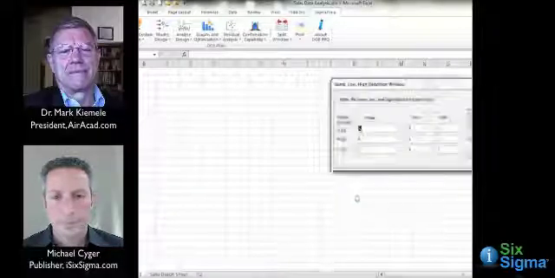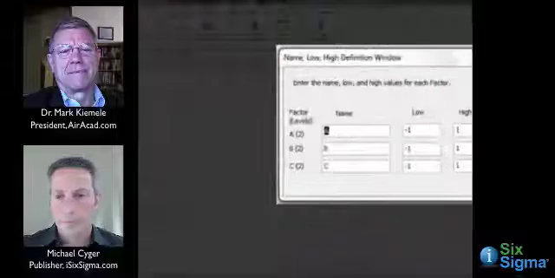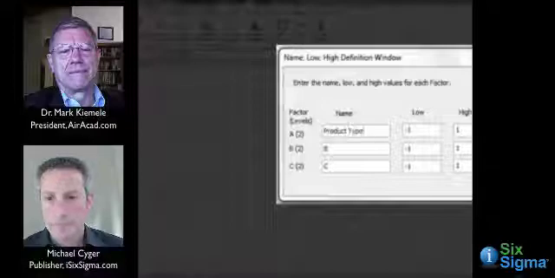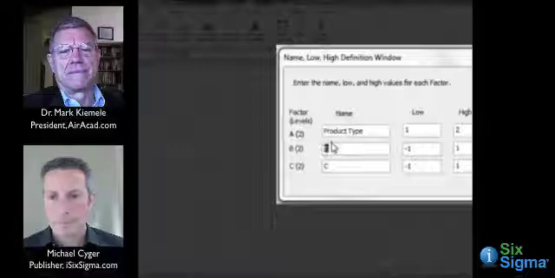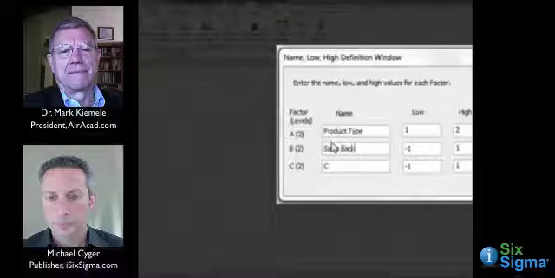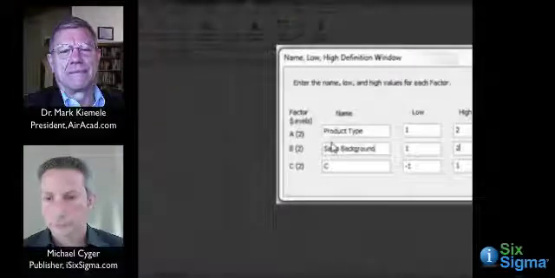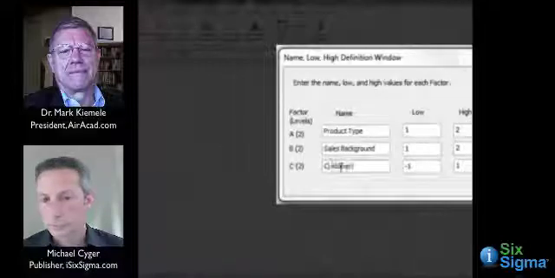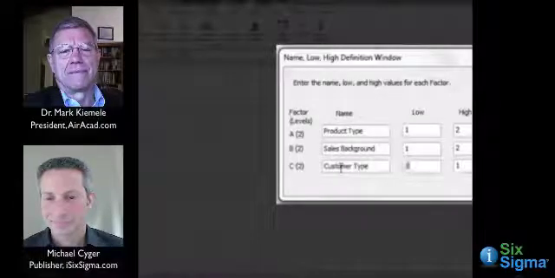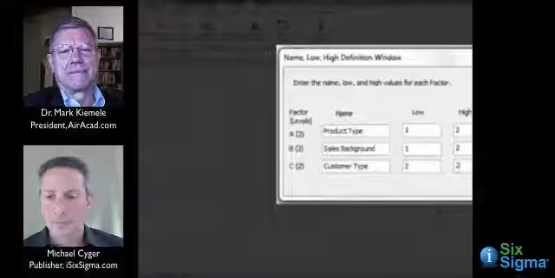put in the real life factors, so you can say, oh, factor A is not A, but it's product type. So you type that in. You come over and give it the 2 levels, the low and the high setting, and then you go to factor B, which is sales. I could just put background in there because background starts with the letter B, but we'll just say sales background just to remember what it is. We have 2 levels there, and C is, guess what? C starts with customer. Customer starts with C. So customers factor C, and we have 2 different types of customers. And so all you have to do is enter the factor names, their lows and highs.